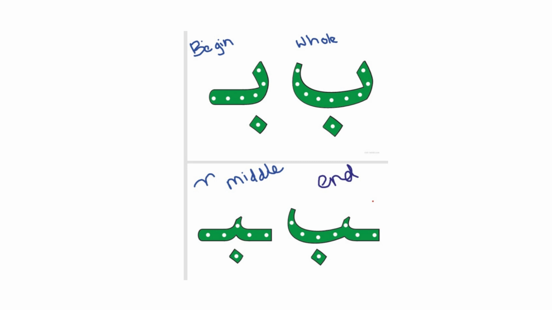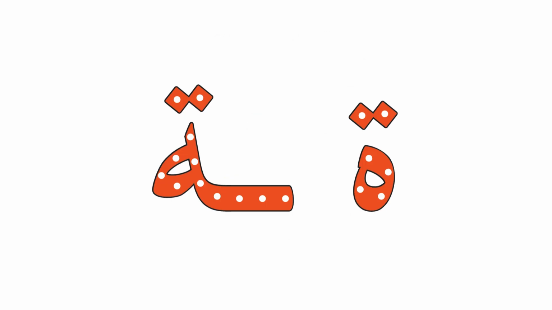Okay, so we're going to continue with the letters. We've done ba and ta, and we did some of the examples, but I forgot to do all the examples. This is the letter ha, the round one, and then the shape on the left, with the two dots, becomes a ta.